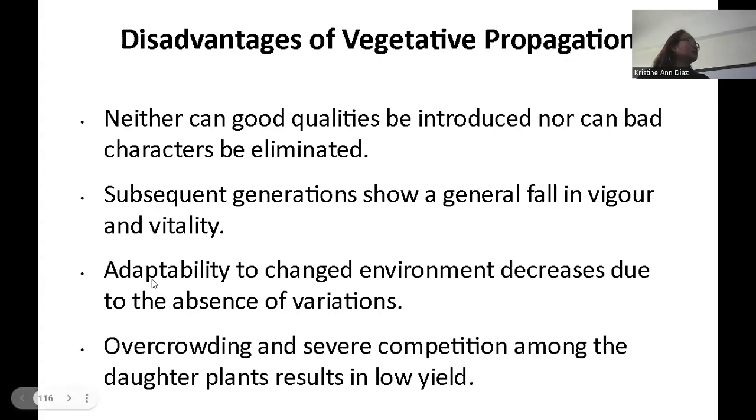And then, adaptability to the environment will decrease because of the absence of variation. Like for example, when the pandemic suddenly happened, that was survival of the fittest.